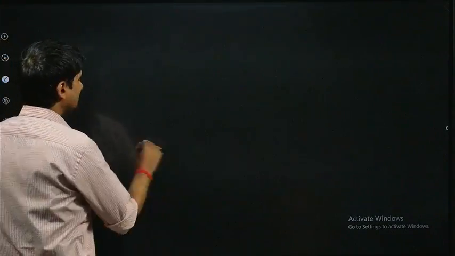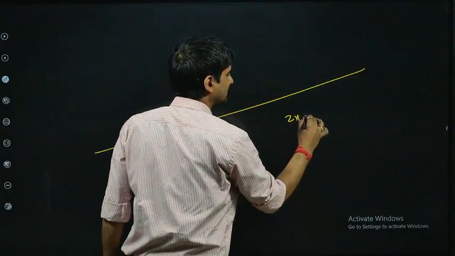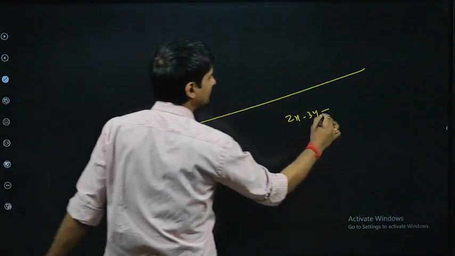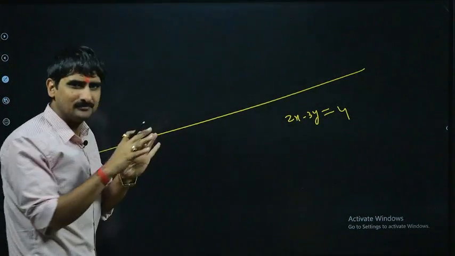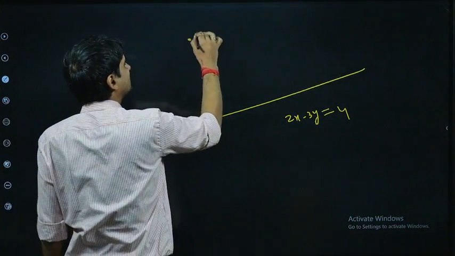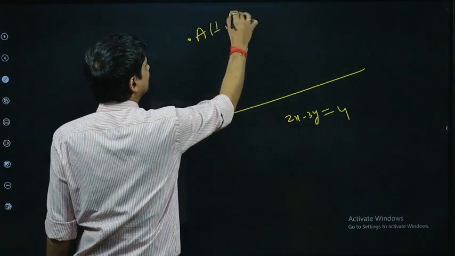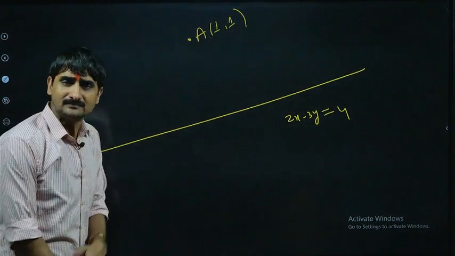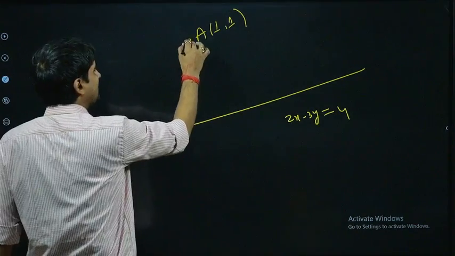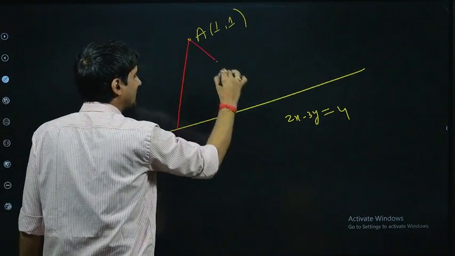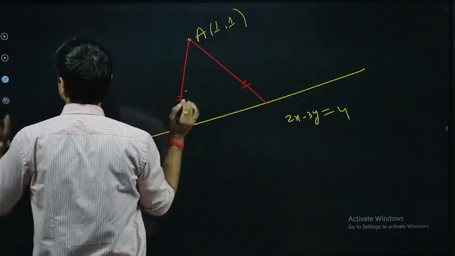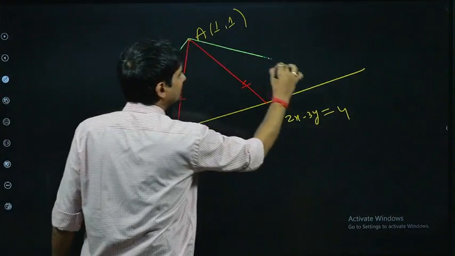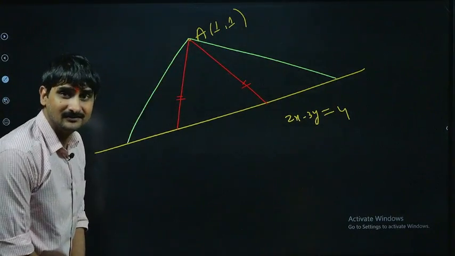So what is it? See, if that's the line 2x minus 3y plus 4 equal to 0, whatever it is, and the vertex is fixed at (1, 1), and of course it doesn't lie on the line, so that's the opposite vertex to the base. Now, infinitely many isosceles triangles are possible, isn't that so, bachon? So that's why the question is about the locus of the centroid of all such triangles.